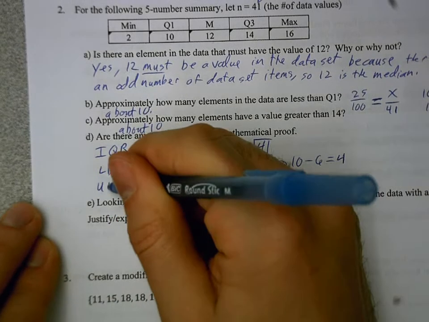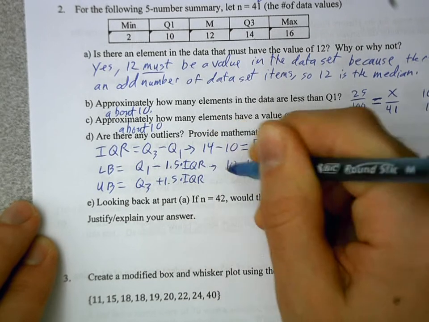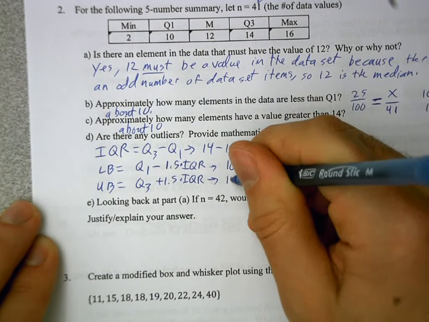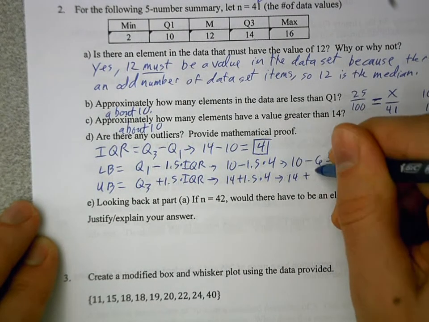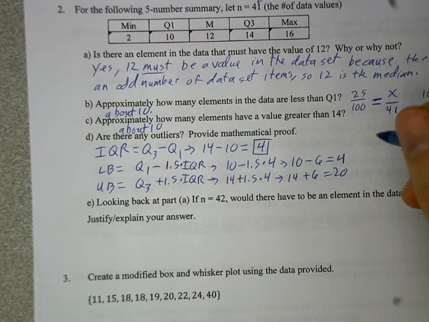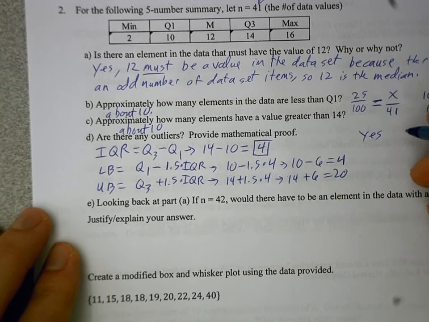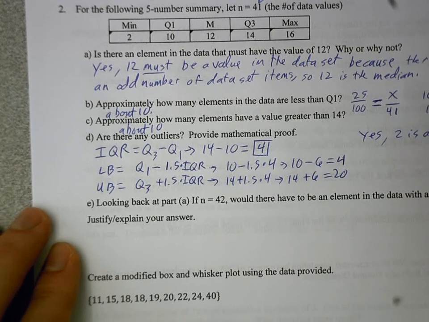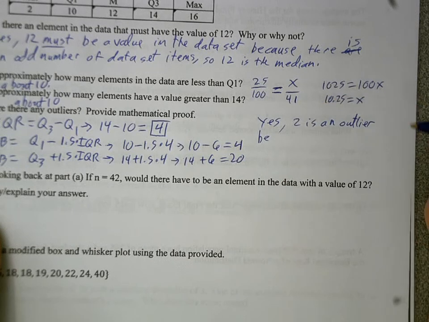Upper boundary is Q3 plus 1.5 times the IQR, or 14 plus 1.5 times 4. 14 plus 6 is 20. Do I have any outliers? Right. Is there a number less than 4? Yeah. So we have at least one outlier. The 2 is an outlier because it's less than 4. We don't have anything bigger than 20. So we're going to say, yes, there is an outlier. 2 is an outlier because it is less than the lower boundary of 4.